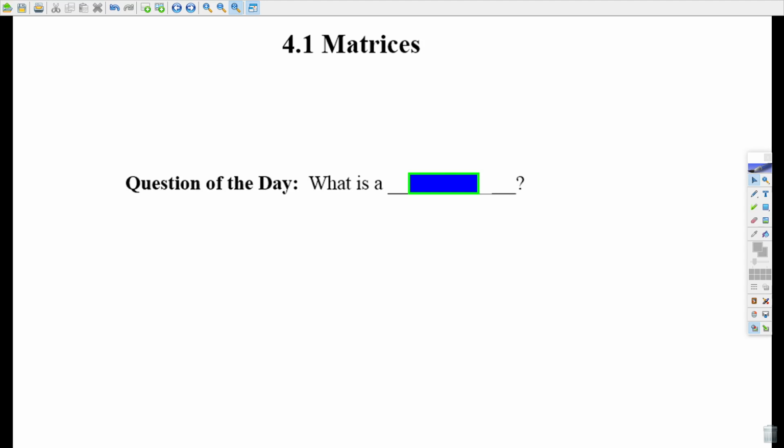So we're going to move on to chapter 4, which is all about something called matrices. We're going to talk about this one specific thing today. What is a matrix? That would be the singular word for it, a matrix. And if you have multiple of them, you call them matrices. You don't say matrixes. And this whole chapter will be dedicated to working with matrices.